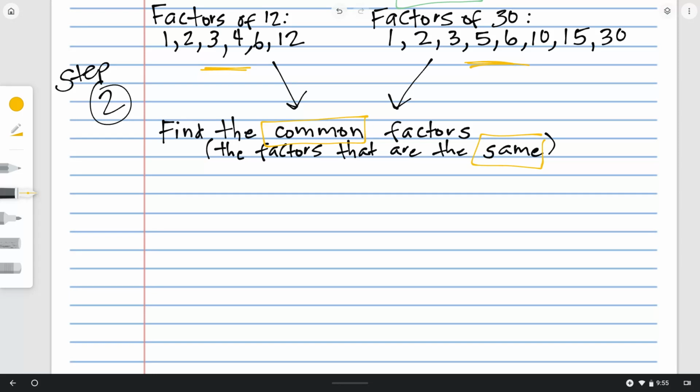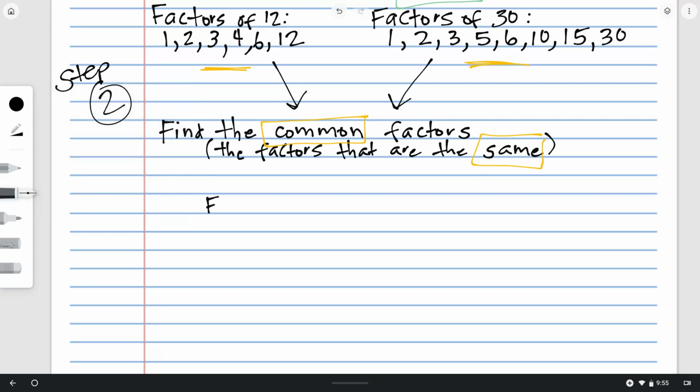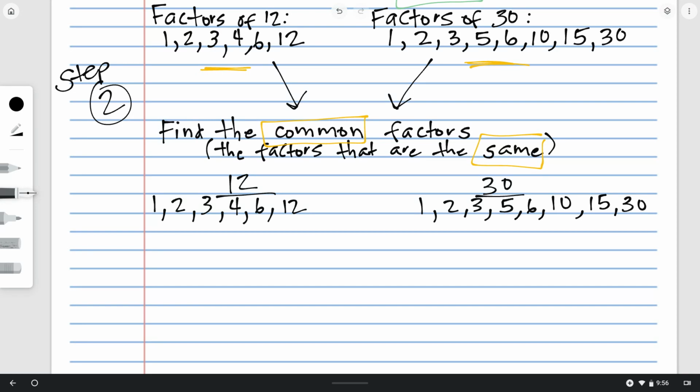Nice job. If I were to look at these, which ones are the same? I'm going to rewrite this for a second while you guys are still typing that in. I'm going to write it like this. Here is 12. And 12 had 1, 2, 3, 4, 6, and 12. And then 30 had 1, 2, 3, 5, 6, 10, 15, and 30.